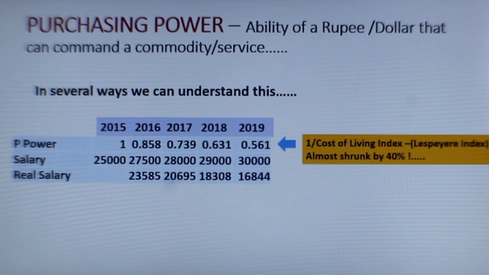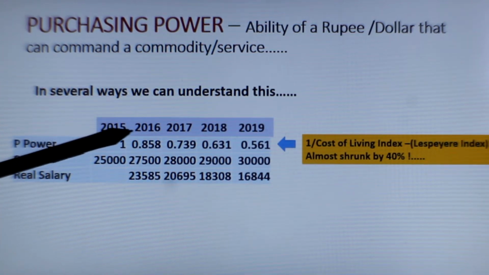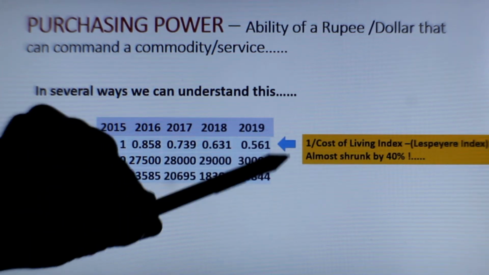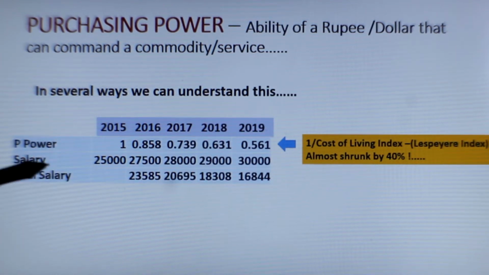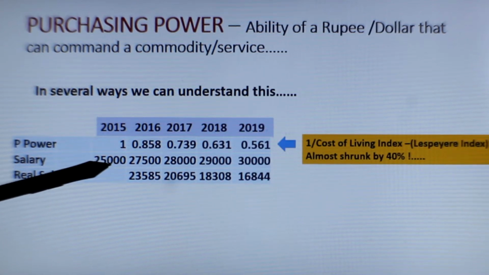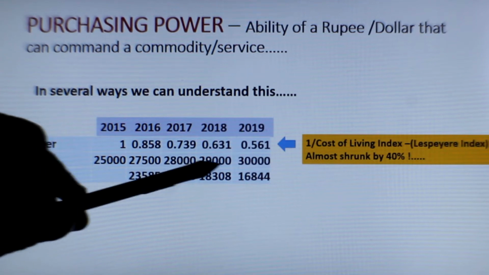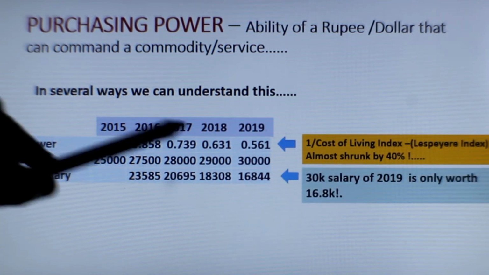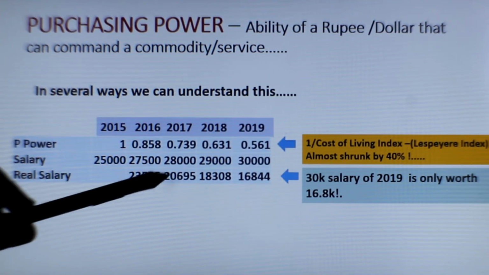So if you consider the indices for various years 2015, 2016, so on and so forth, and 1 over cost of living index gives these numbers. Okay, and if you have a salary of this much to start with in 2015, and assuming that you get year on year certain increments like this, but still the real salary will be only this much based on the purchasing power, and that is what is calculated and shown.